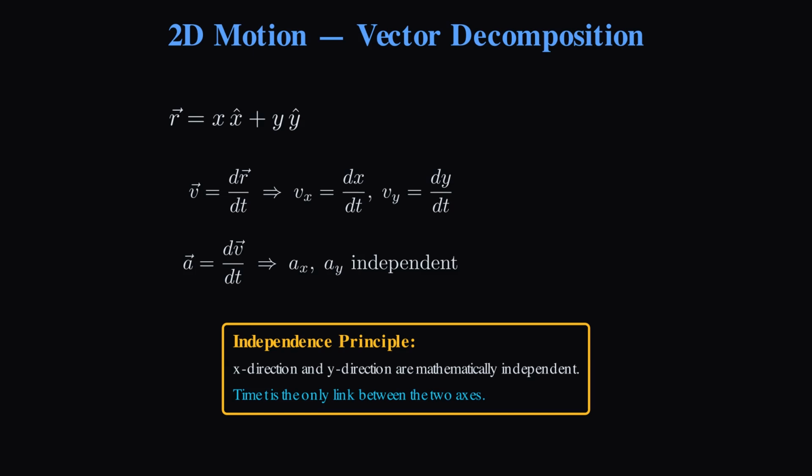This independence is the reason we can solve two-dimensional problems by running two one-dimensional analyses side by side, linking them only through the shared time variable. Time is the bridge between the two directions. Find the time of flight from one axis, then use it in the other.